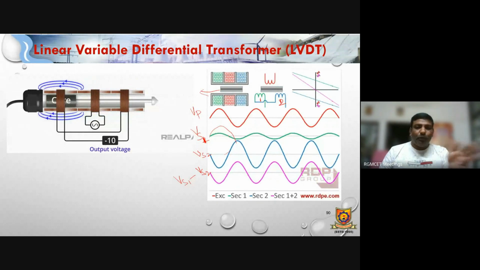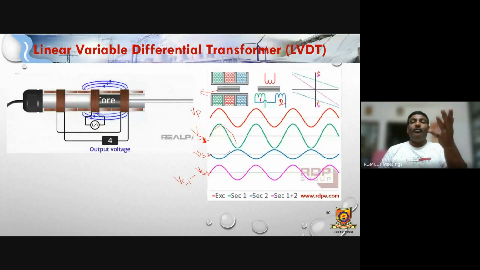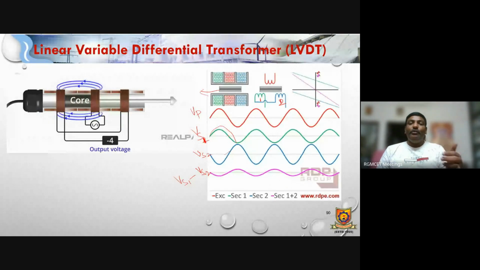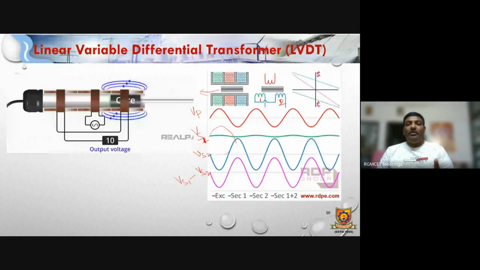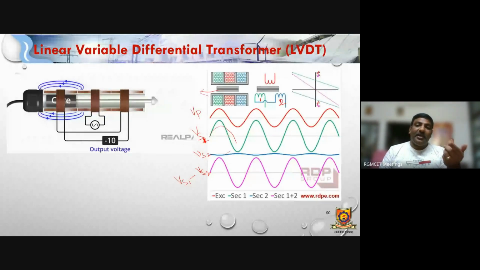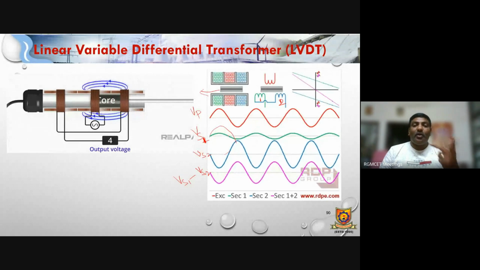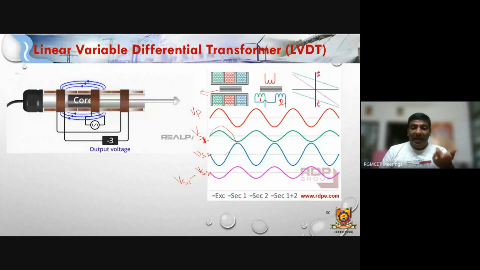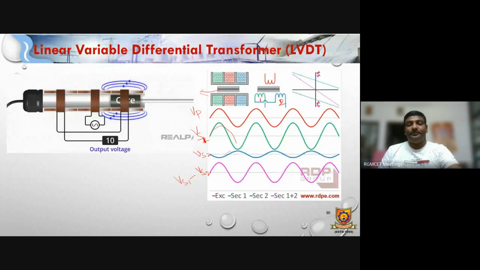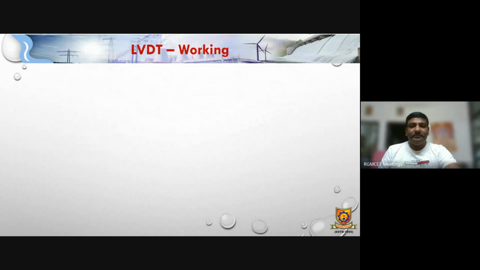So depending upon the position of the core, the amount of voltage will change. If it moves to the leftward, secondary 1 voltage will increase. Meanwhile, secondary 2 will decrease. If it moves in the opposite direction, secondary 2 voltage will increase and secondary 1 voltage will decrease. And secondary 1 and secondary 2 voltage are in series opposition. That's why the two voltage waveforms are 180 degrees opposing each other. And the last waveform in the pink color is the difference between these two, right? The same thing what I have explained is there in this one.